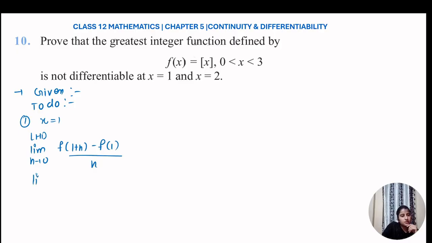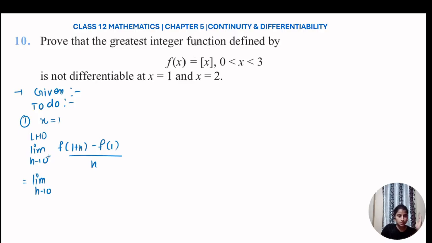So this will be the limit as h tends to 0 of f(1 plus h). As you can see, h is coming to 0. If you get more confused, what you do in the left hand derivative, a lot of students get stuck at that point. What you do is find your left hand derivative and right hand derivative taking the limit h tends to 0 positive. Always this will work.